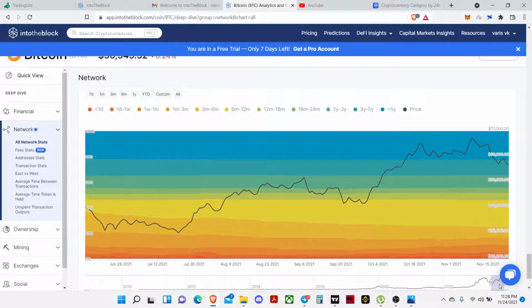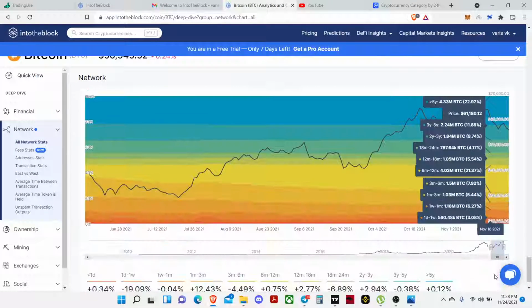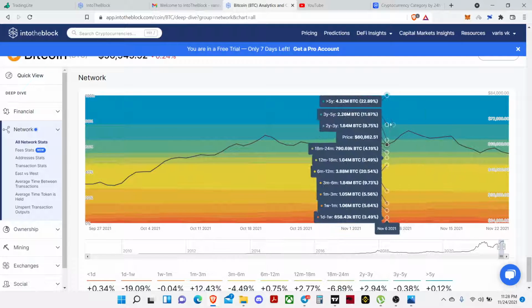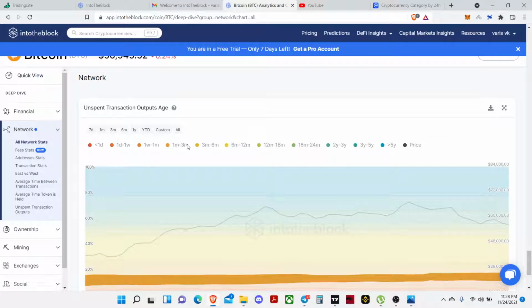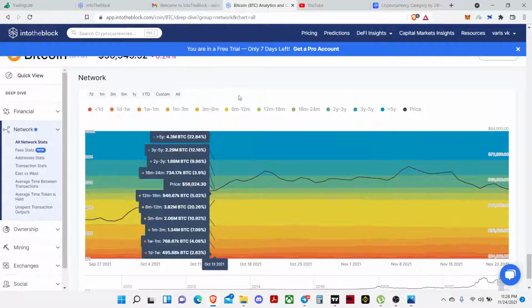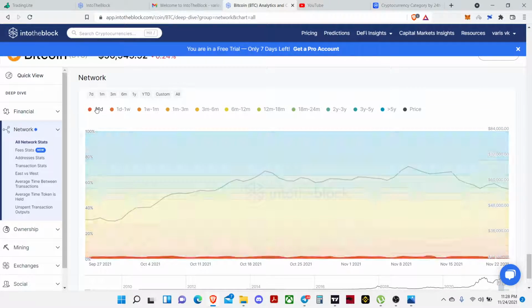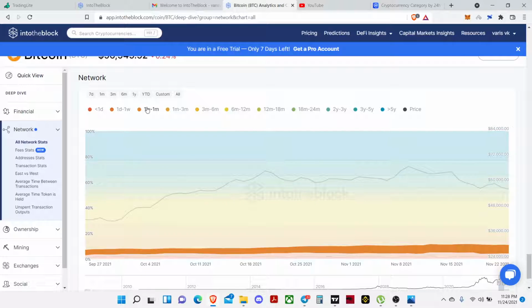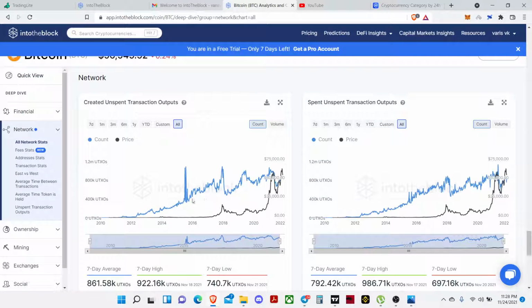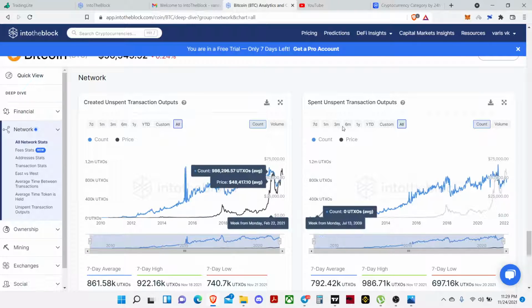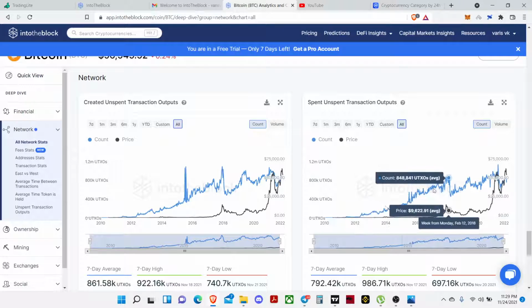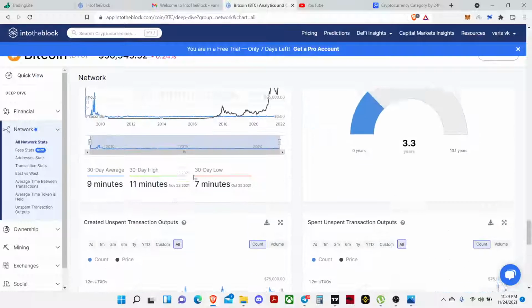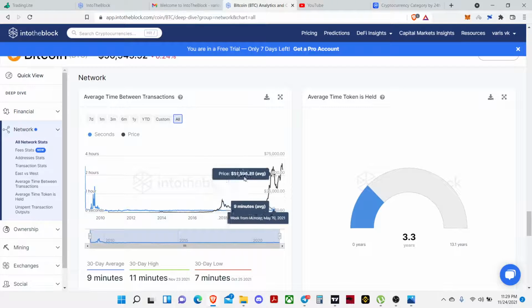Let me zoom in a little bit again to see the very recent thing. So in this very recent price action, you can see everything is almost steady. Even the 1 day is almost steady. It's very difficult to understand which is going up through this stream. But yeah, let's dive into the next things. This is the UTXO outputs. This is the spend UTXO, and let's dive into the average time between this transaction.